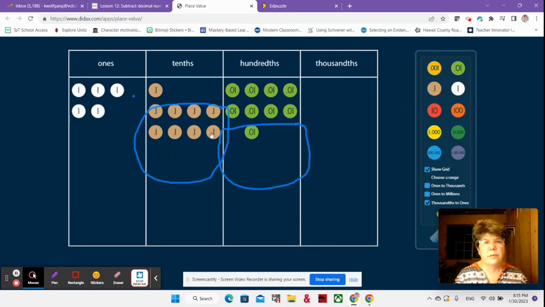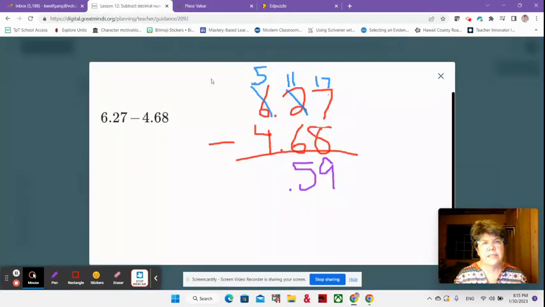1, 2, 3, 4, 5, 6. And you can see what do I have left? 1, 2, 3, 4, 5. Same as what I had over here. 5 hundredths. Okay, now we're almost done.